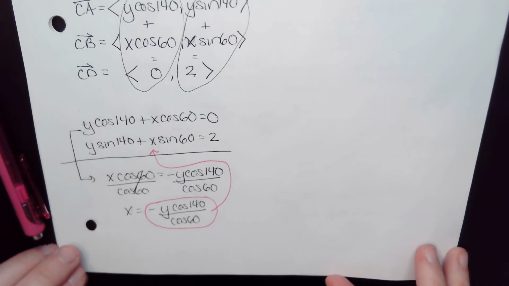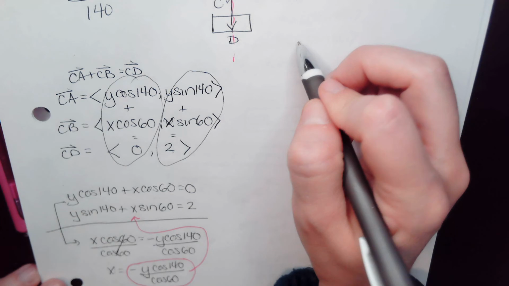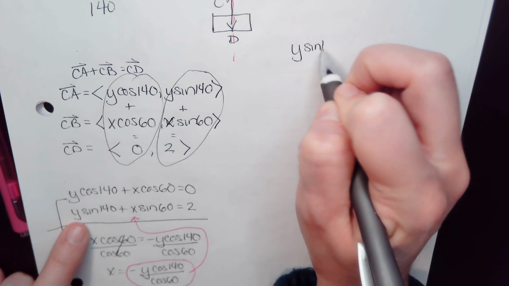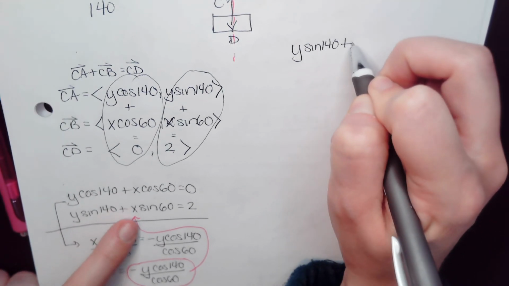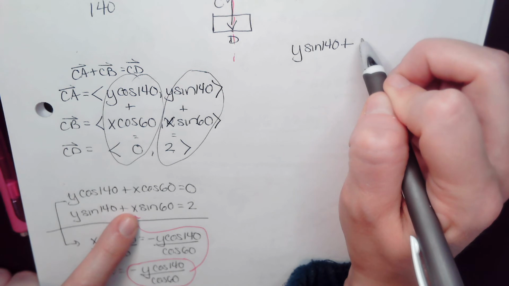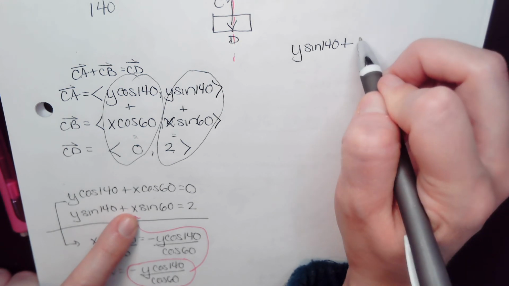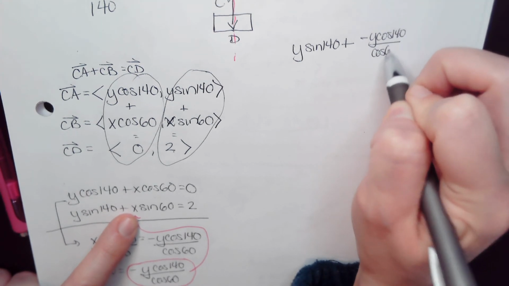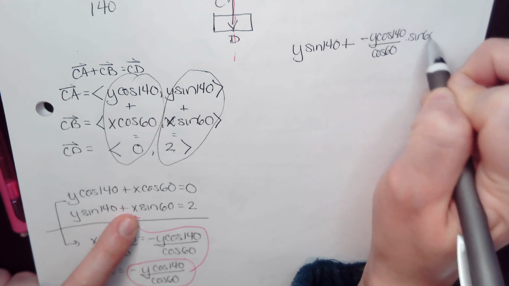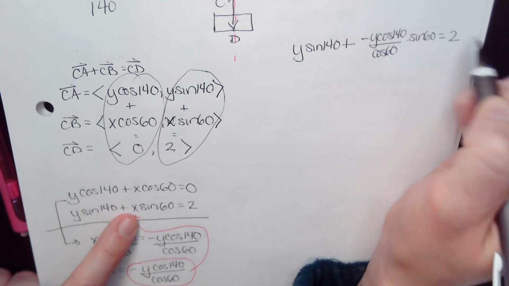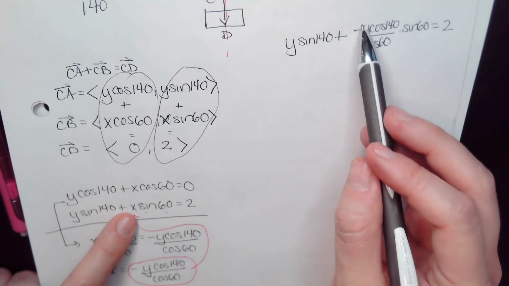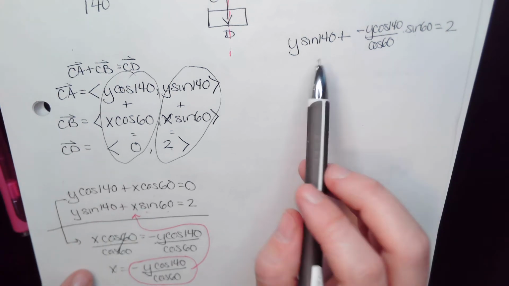All right, so actually I'll go up here next. So now I have in my second equation y times sine of 140 plus, and taking out my x, replacing it with negative y cosine 140 over cosine 60. If you had done minus, that would be fine there too, times sine of 60 equals 2. So in for x, I just put this in right here, times sine of 60 equals 2. Now the whole equation is in terms of y.